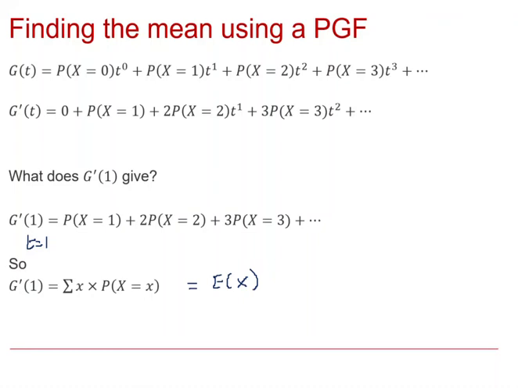So we can see that G'(1), the first derivative of the generating function with t equals 1, gives us the expectation or the mean of a random variable x.